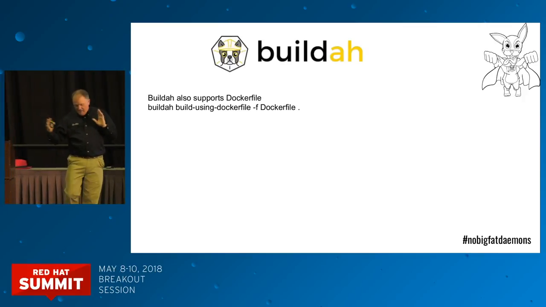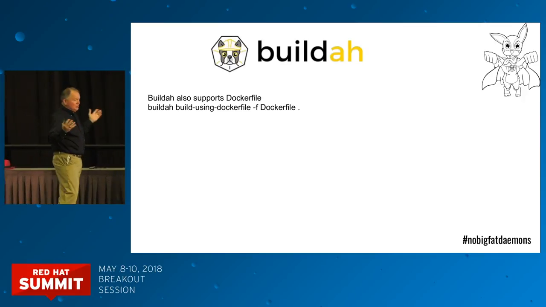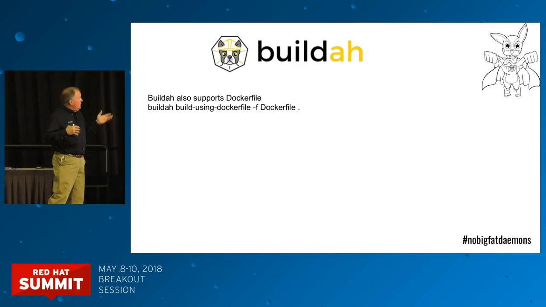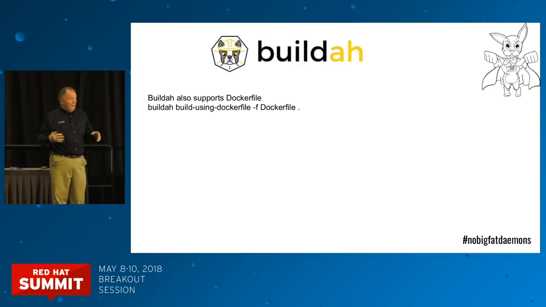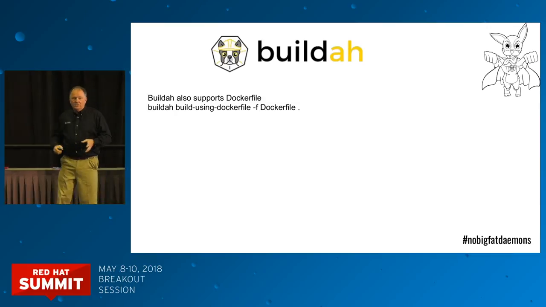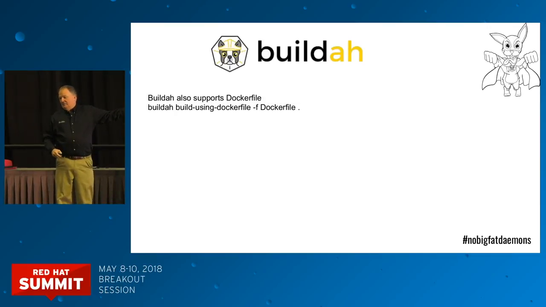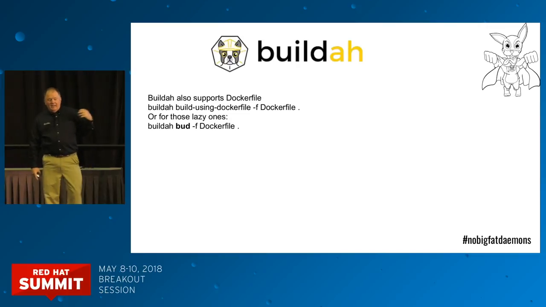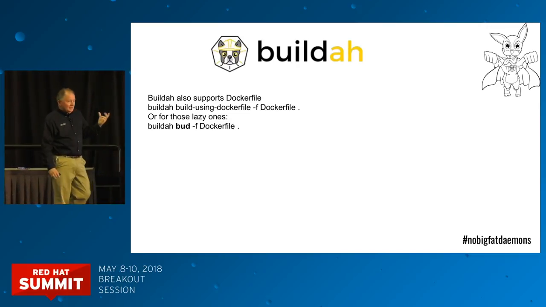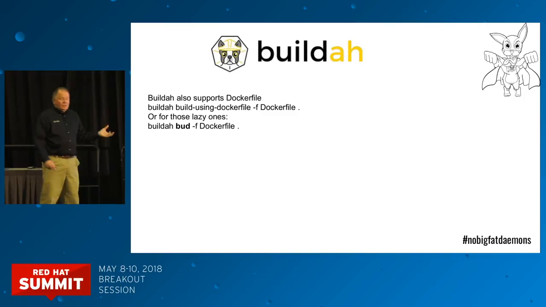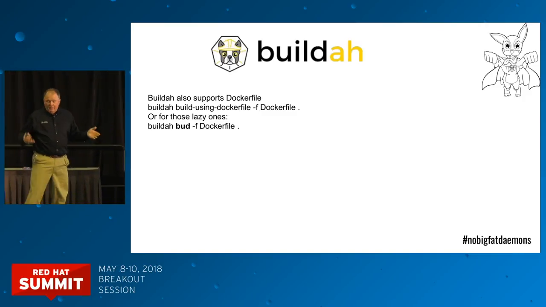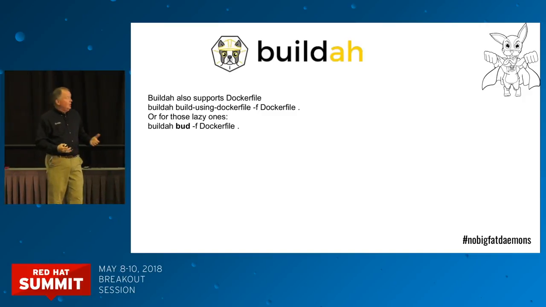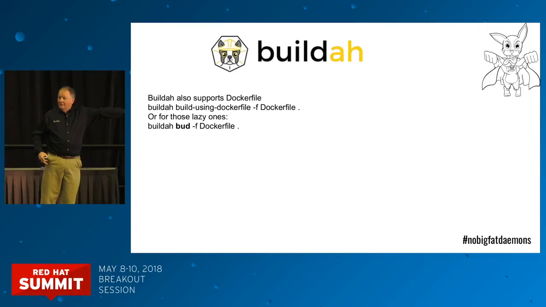That's a different thing. So Buildah also supports a Dockerfile. You can use buildah build using Dockerfile -f Dockerfile, and it works. But that's too many characters for us to type, so we actually have buildah bud. Okay, and Anheuser-Busch doesn't have anything to do with this. So you can fully support using the Dockerfile to build containers on the host. And guess what? Look at the corner. No big fat daemons. Okay?